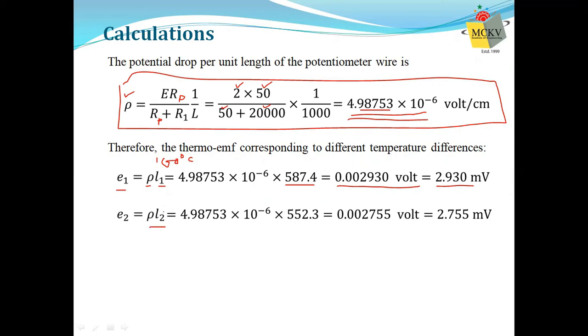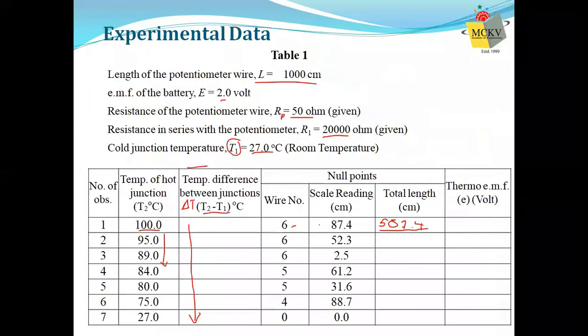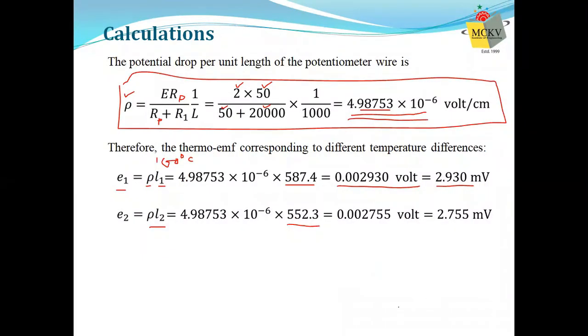So L2 is the second reading. It is 552.3. You can see the table. This sixth wire means there are 5 wires previous to it. So it is 500 plus 52.3. So this gives 552.3. So this is what is multiplied with rho, and you get this one.